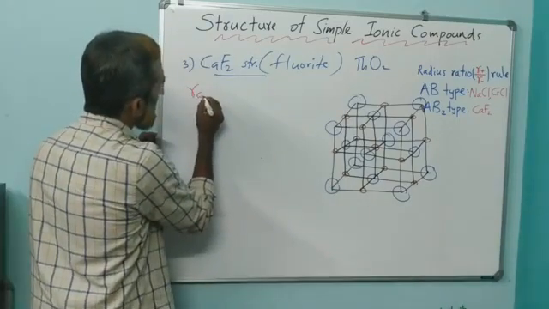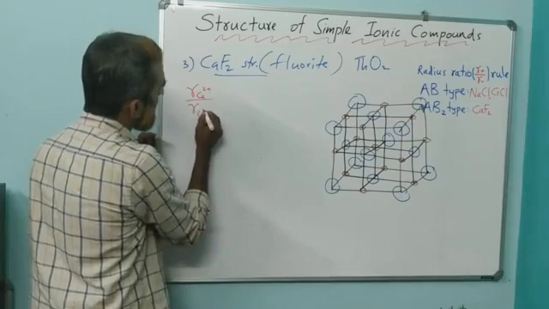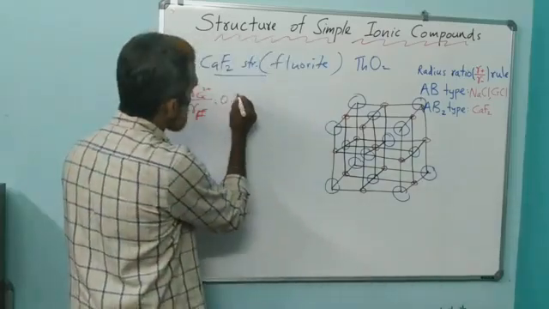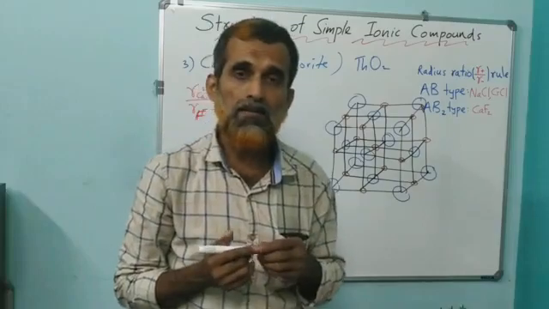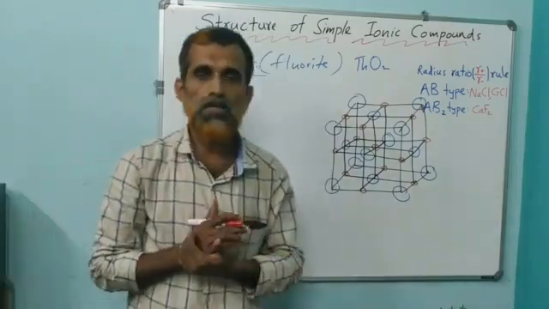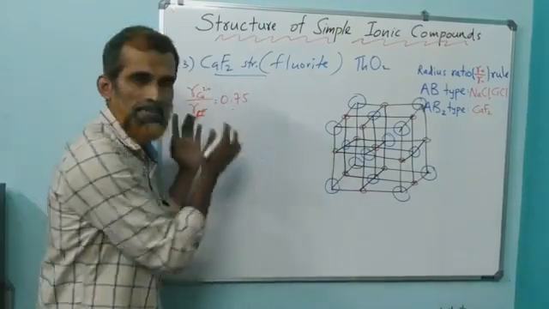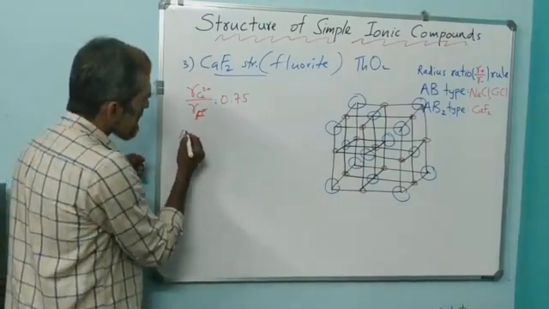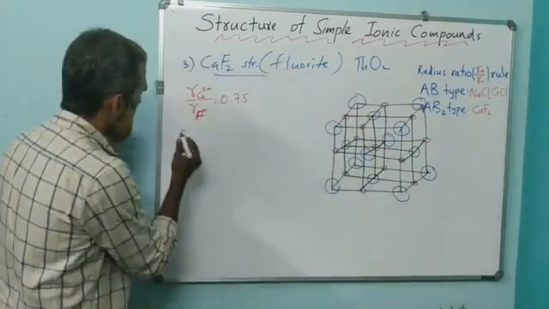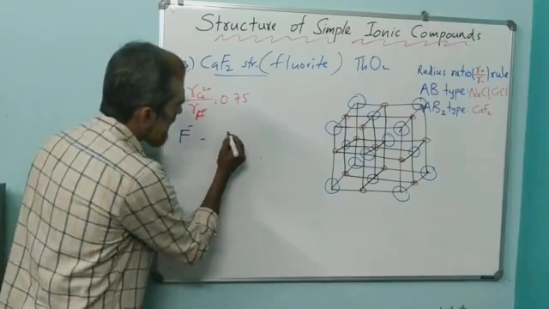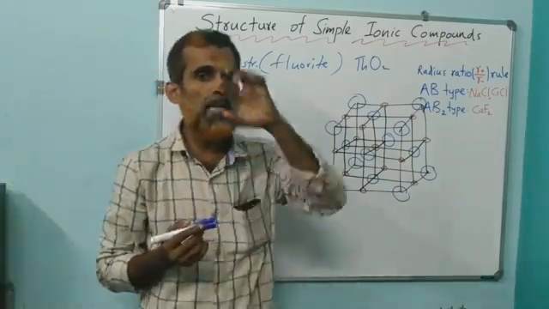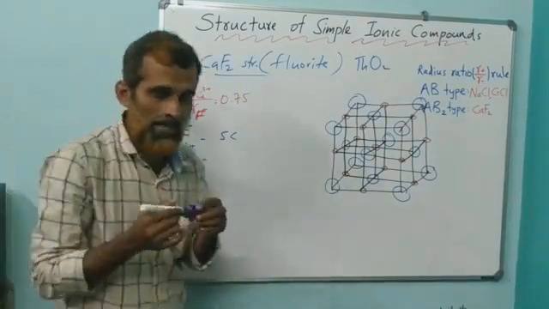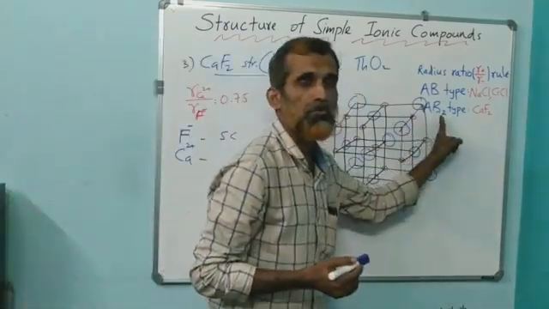So radius of Ca2+ by radius of F minus is found to be 0.75. So this value suggests that the occupancy is to be again cubic void, because it comes in that range above 0.732. So cubic void. That means F minus, the anion, will have again a primitive cubic arrangement, so that there will be cubic void for Ca2+ to occupy. But an interesting difference here is that this is a 1:2 type solid.